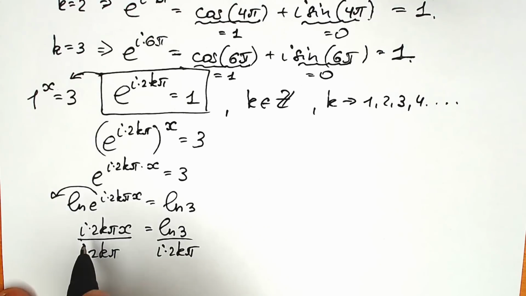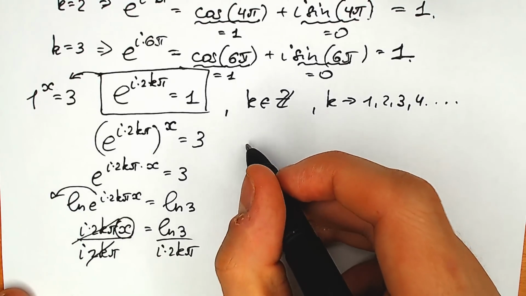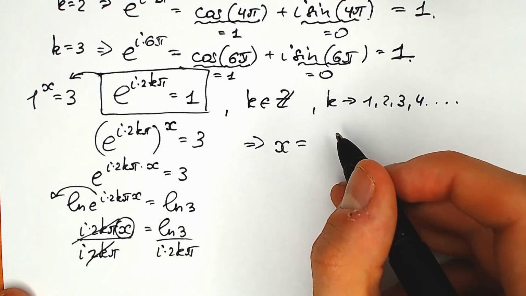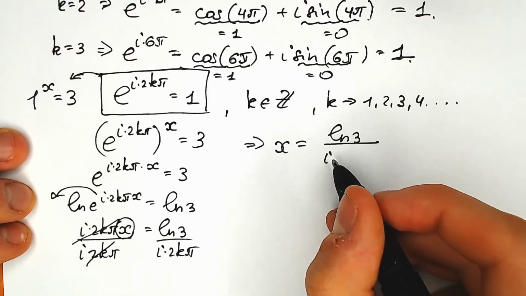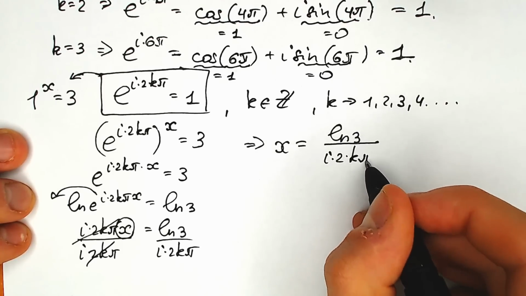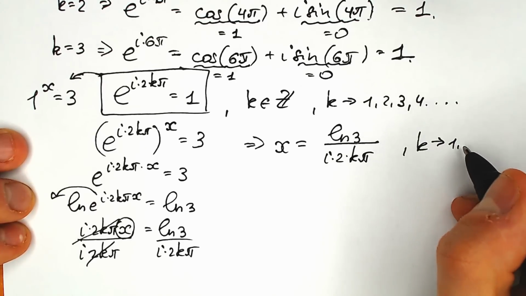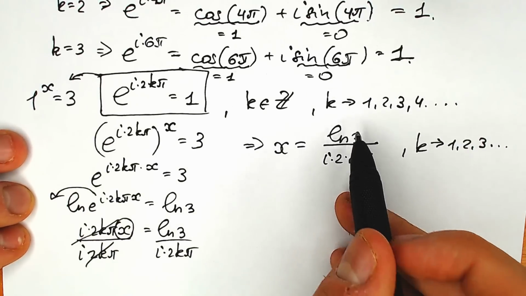Why did I divide? Because when we cancel this, we have only our x on the left side. So as a result, we have x equal to natural log 3 divided by i times 2k pi. Of course, k is equal to integers like 1, 2, 3. We have a restriction about k.